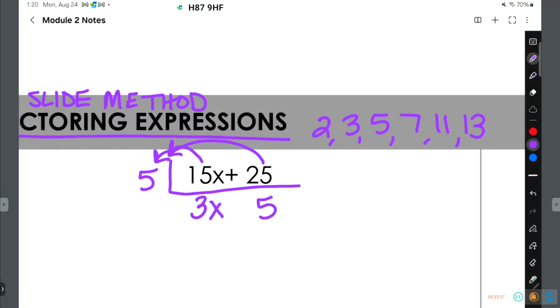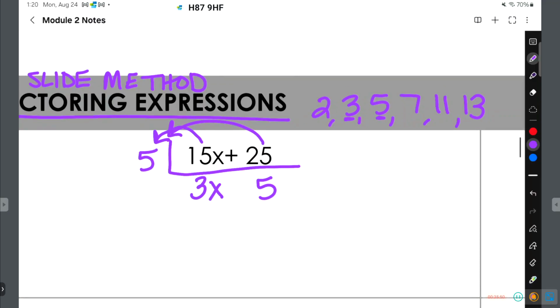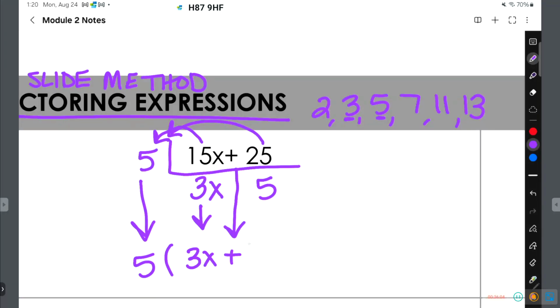Is there anything that goes into 3 and 5? No. Do you notice how they're both in the list up here? If they're both in the list up there, that means we can't go any further. Once we hit one of those numbers from the list, we're done. So, we're going to take this and put it into the distributive property. All you do is drop it down, parentheses, drop it down, drop down your operation, drop down that, close the parentheses.